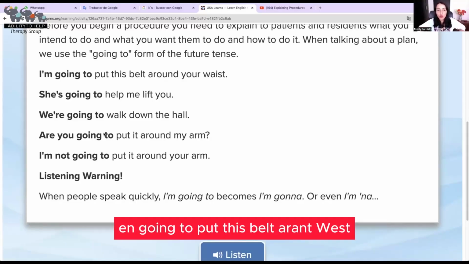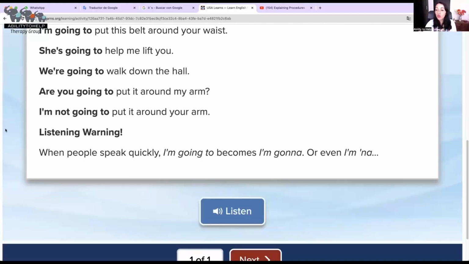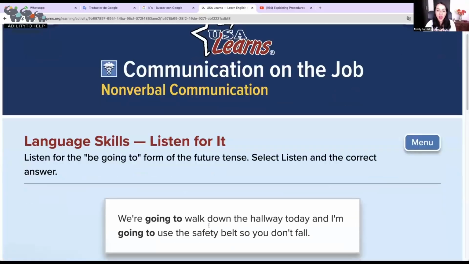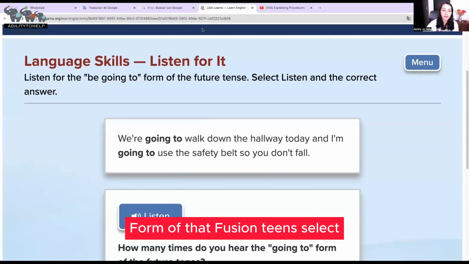I'm going to put this belt around your waist. I'm going to take your pressure. So it's something that you are going to do in the future. It's a going to future. We talked about it in the last classes. So, language skills: listen for the be going to form of the future tense.